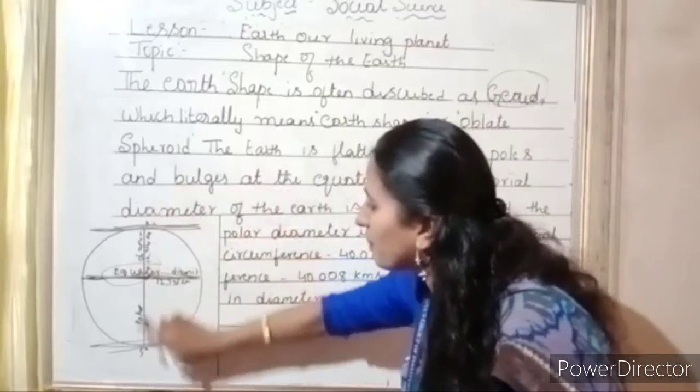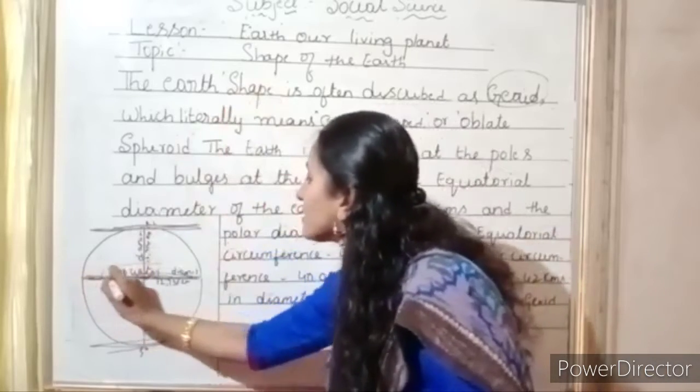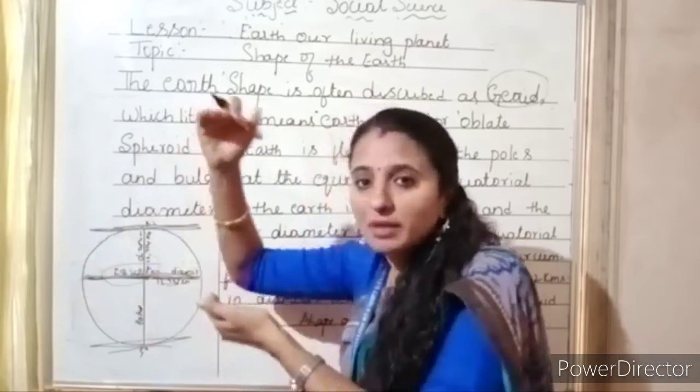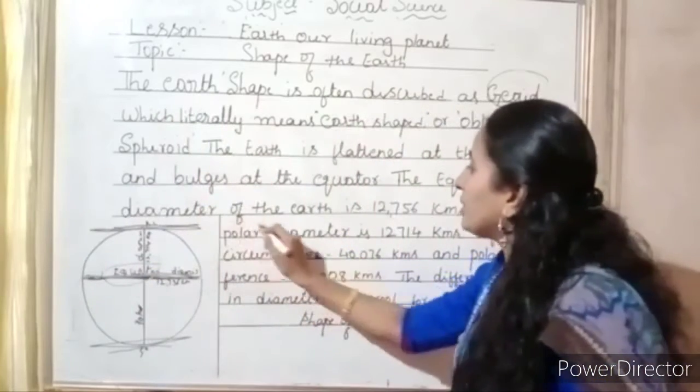Both the parts, what we have at the poles there, children, it is a flat surface. But here it is completely bulged, a little bit it is bulged. So, the equatorial diameter of the Earth.